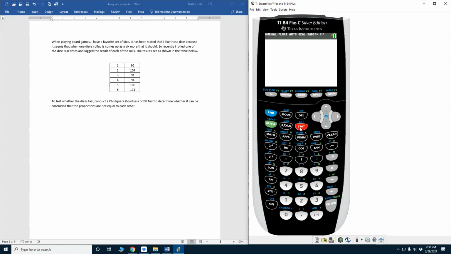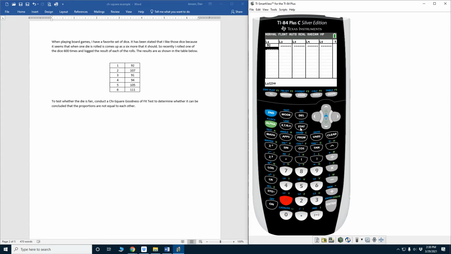So the first thing I'm going to do is go to Stat, Edit, and List. In a chi-square test of homogeneity or in a chi-square test of independence, the data is put into a matrix. But for the goodness of fit test, we put the data into a list. I'm trying to get myself into the habit of putting my observed values into L1. So let's just go ahead and do that.